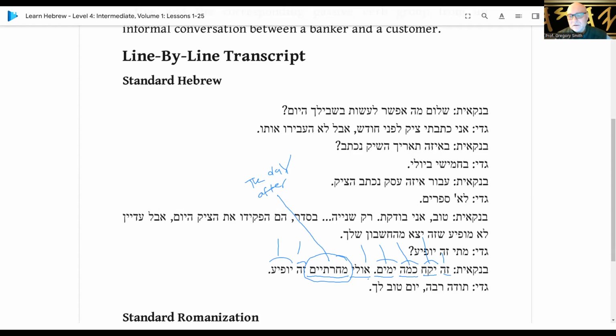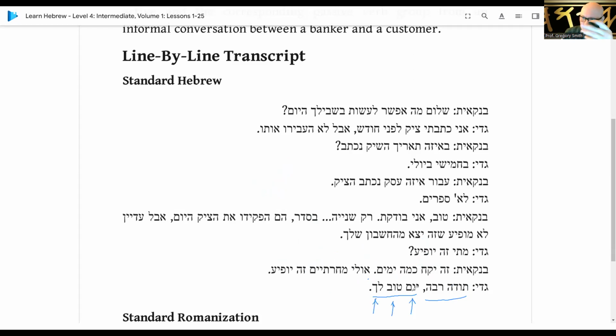Okay, so all right, Gadi says, get rid of our stuff here. All right, so Gadi says, Toda Rabba, thank you very much. Yom Tov Lecha. So it's like good day to you. Good day. That'll be translated just as good day, and it's assumed to you.